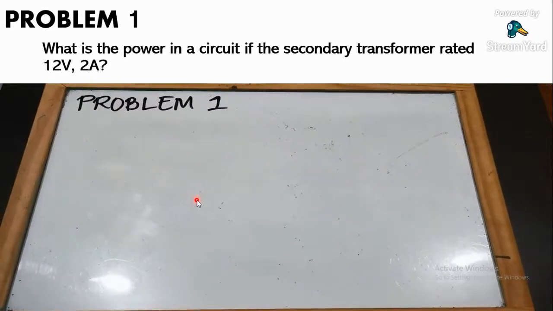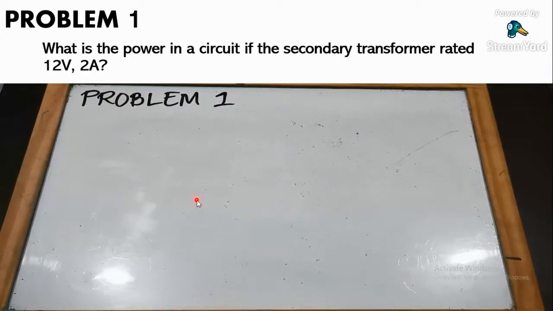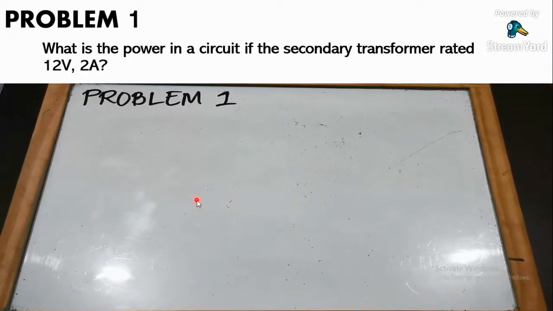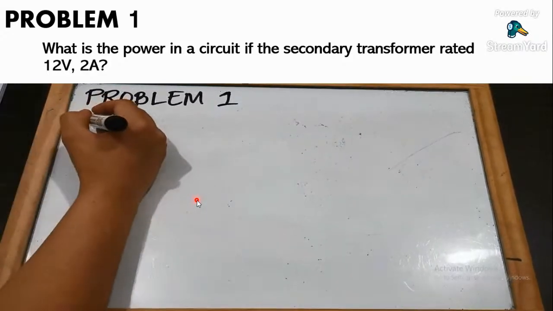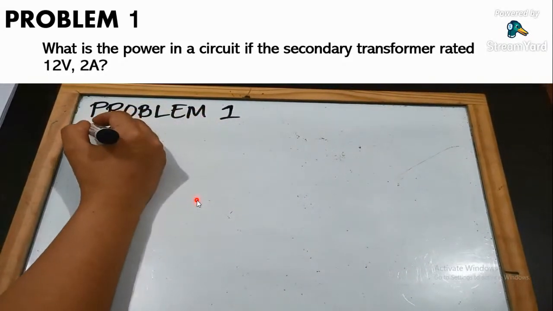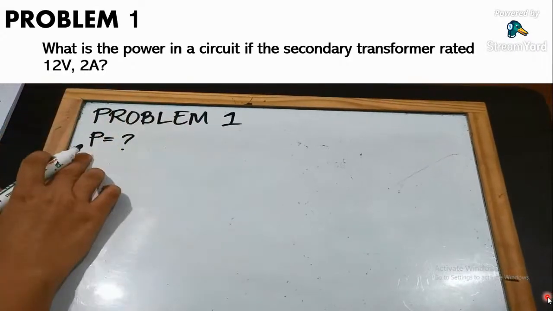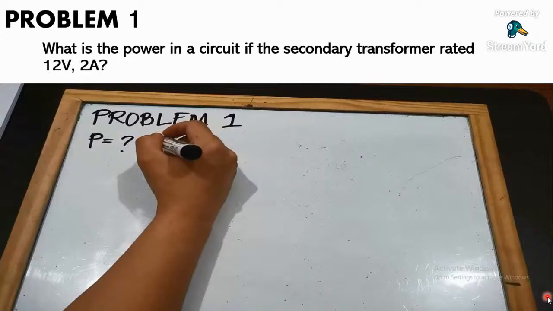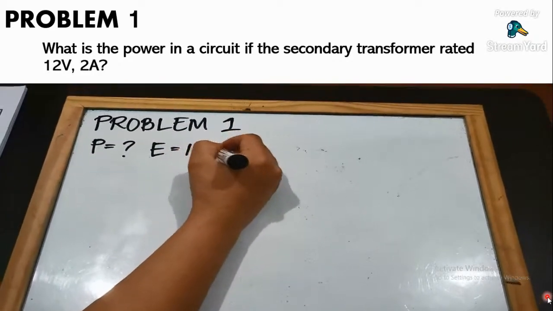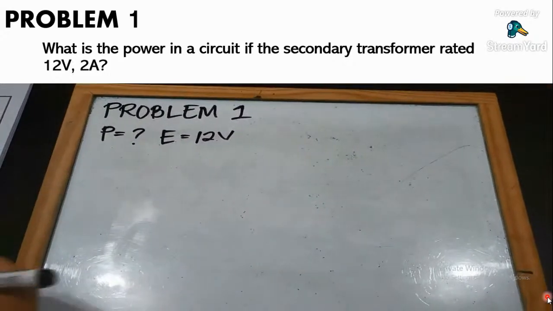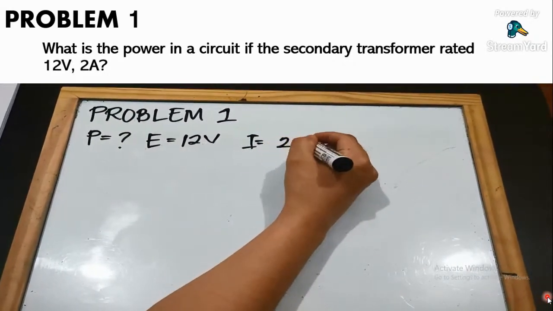So, problem number 1 sa ating power law. What is the power in the circuit if the secondary transformer is rated 12 volts and 2 amperes? Ang hinahanap, ganun din yung gagawin, ilalagay natin yung given. Power is missing. Ang given natin is yung voltage, which is 12 volts, and yung ating current, which is 2 amperes.